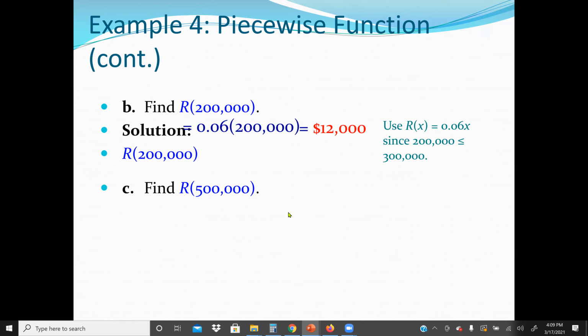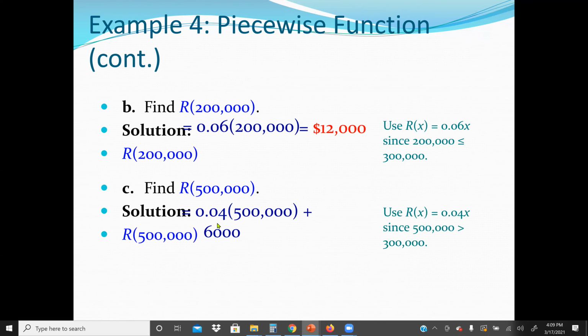Now we're also going to find R(500,000). So 500,000 is greater than 300,000. So we need to use the second function, which is again 0.04 times X, in this case, 500,000, plus the 6,000, which is here. So 500,000 times 0.04 will give me 20,000. So I'll get 20,000 plus 6,000. And that's 26,000.